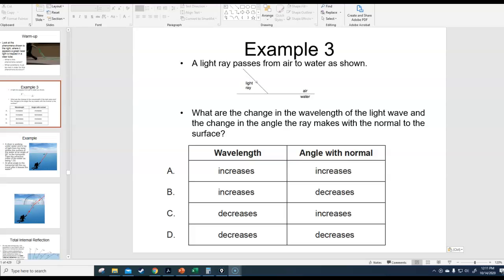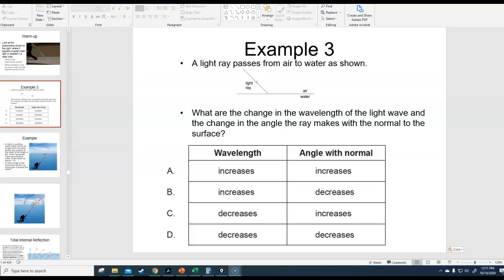Okay, so in the last video we talked about refraction and Snell's Law, and we did some examples with Snell's Law. So today we're going to do a few more examples with refraction and Snell's Law, and then we'll talk about the last thing having to do with refraction and Snell's Law, which is called total internal reflection.